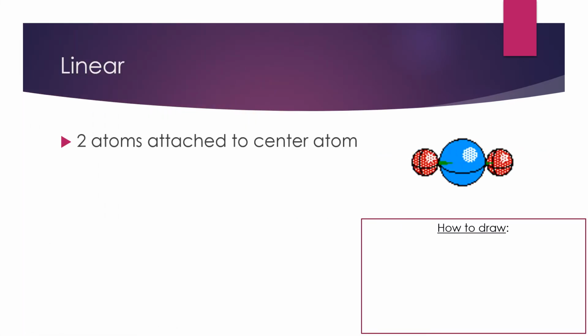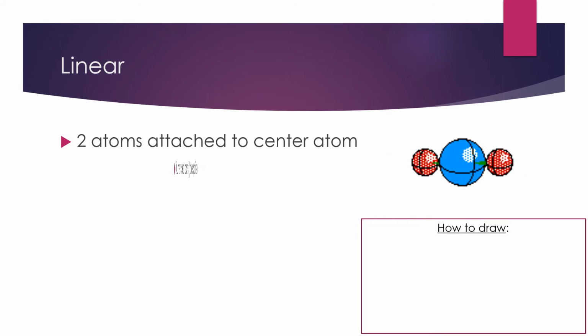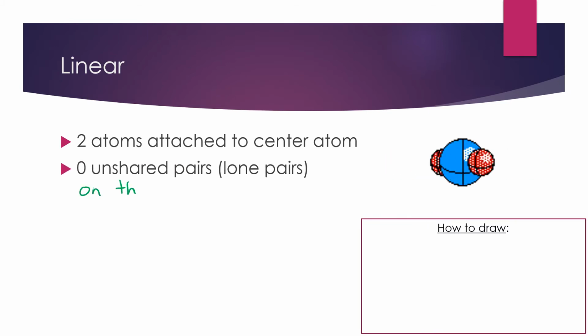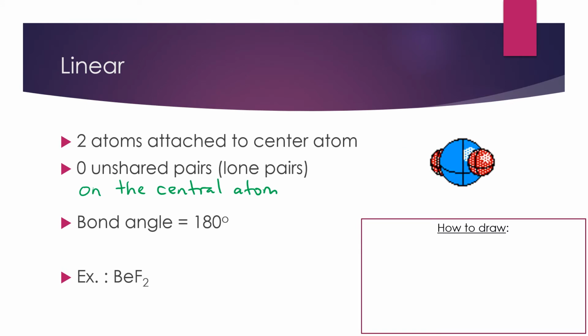Linear. So it's two atoms attached to a center atom. And then it could also be just between two atoms as well. It has 0 unshared pairs or lone pairs on the central atom. Like I said in step 2, for the central atom, we need to determine the number of bonded and unshared pairs or lone pairs. And that actually determines the shape. The bond angle is 180 degrees. And our example is beryllium difluoride.